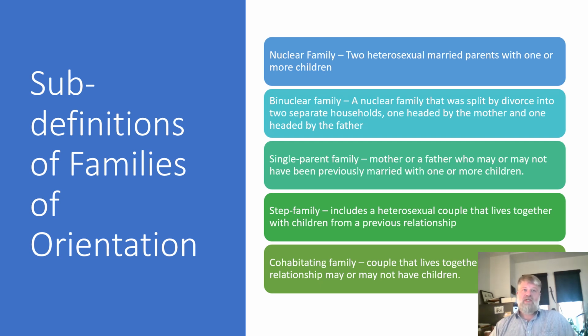Single parent families are mothers or fathers who may or may not have been previously married to a mother or father, and there are one or more children in that family. A step family includes a couple that lives together with children from a previous relationship, and a cohabitating family is a couple that lives together in a committed relationship, and they may or may not have children. All of these are different examples of families of orientation.